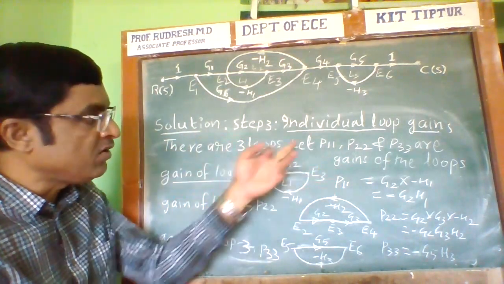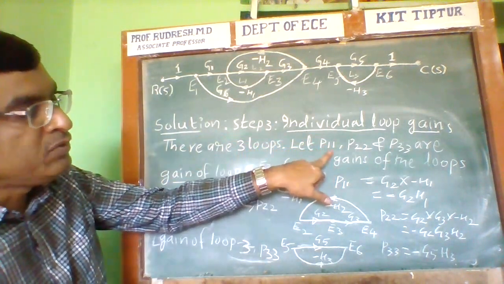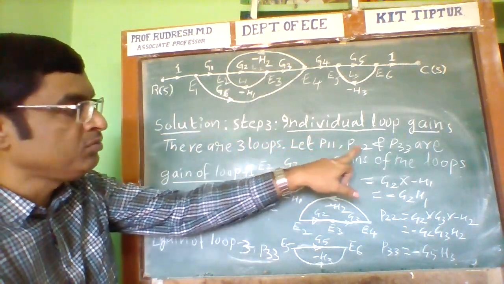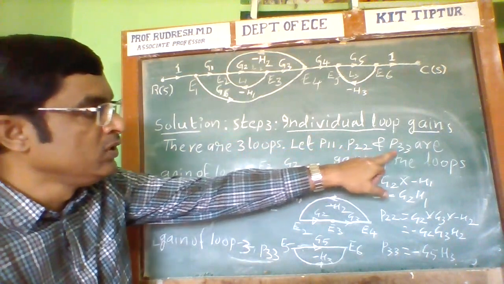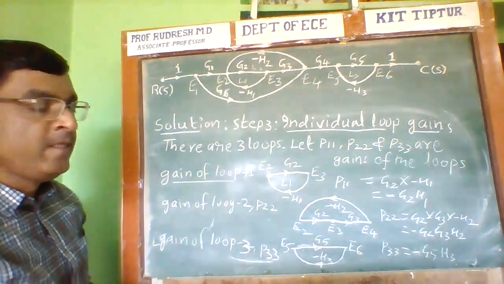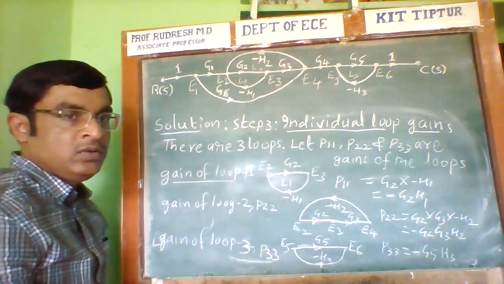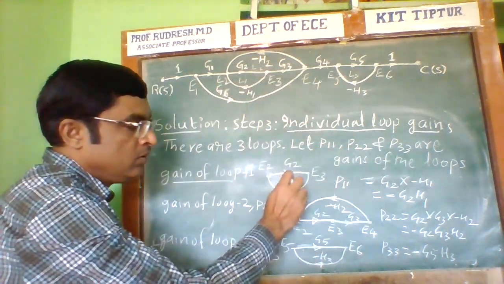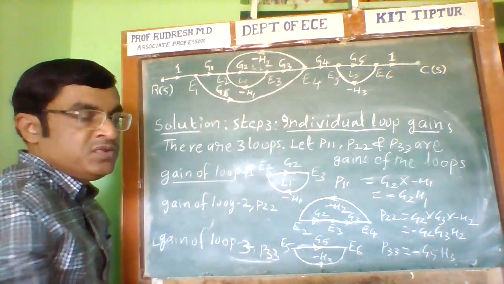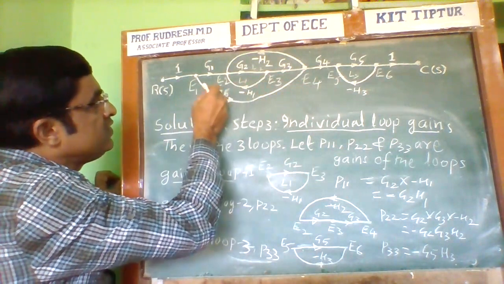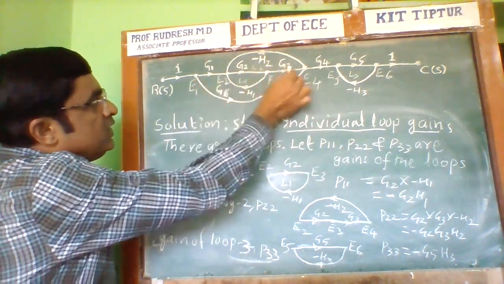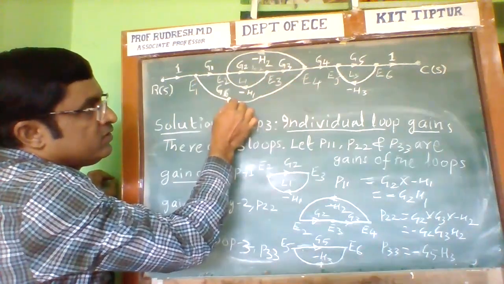L2 is a loop gain. I have assumed P11 is the gain of loop 1, P22 is the gain of loop 2, and P33 is the loop gain of loop 3. You can use any convention, no problem. But your identification of loops from the graph is very important. But this is not a loop. It starts from here and goes to this node, because the branch direction is opposite.